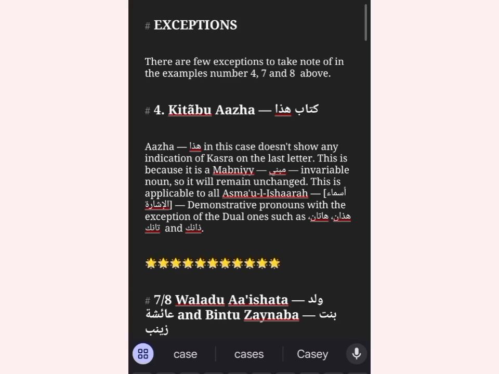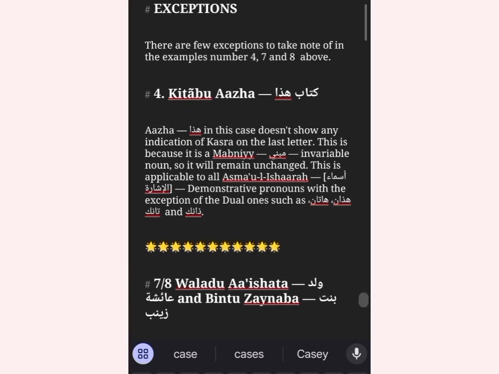So when we say kitabu hadha, hadha is a ma'rifah, of course. However, it does not show any sign of kasra. It is in the genitive case, but it does not show a kasra. Why? This is because it is mabni. It is mabni ala sukun. It is invariable. It is built permanently on a particular form, built permanently on a sukun.